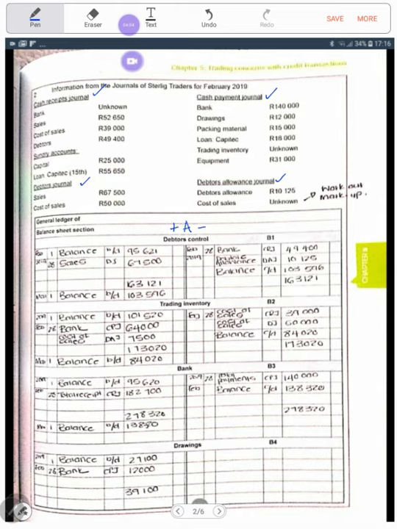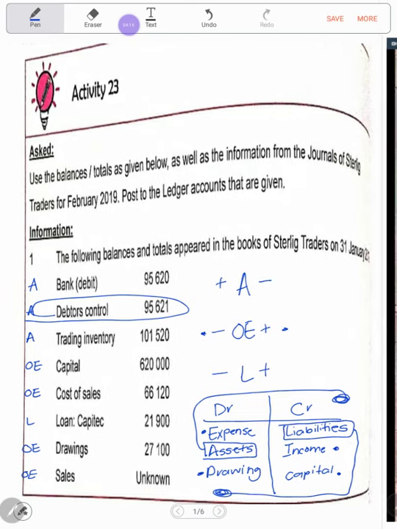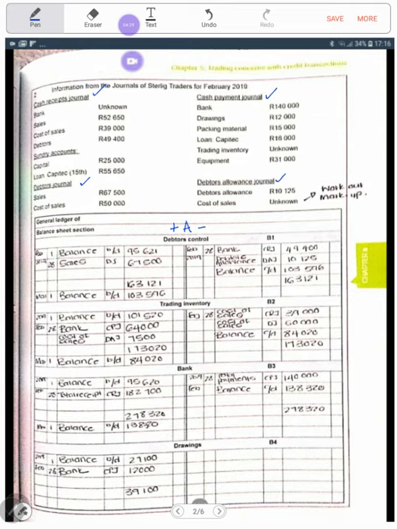Did we have a balance brought down for debtors control? Yes, we did. It was 95,621, meaning there were debtors who we sold to on credit and all of them added together is worth 95,621 Rand. I write the 1st of February because that's the beginning of the month. Balance brought down 95,621.